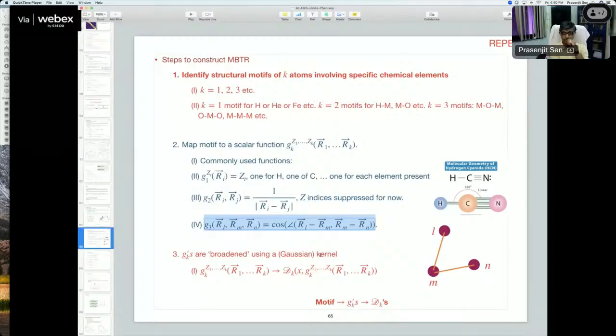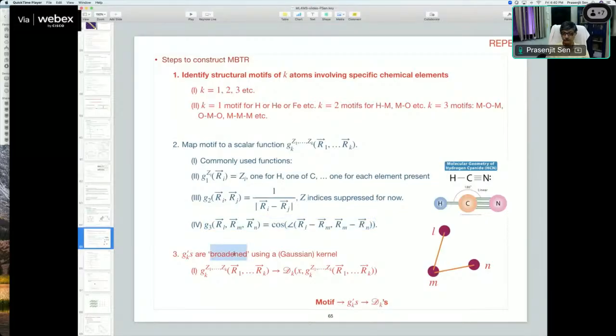Similarly, the three atom motif is mapped onto a function G3, which of course depends on the positions of the three atoms L, N, and M, and which was taken equal to the cosine of the angles between the vector between L and M atoms and M and N atoms. So in this case, M happens to be at the center. So this is a vector, that is another vector, and the angle between these vectors is taken as the G3 function.